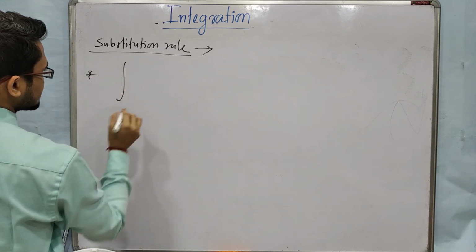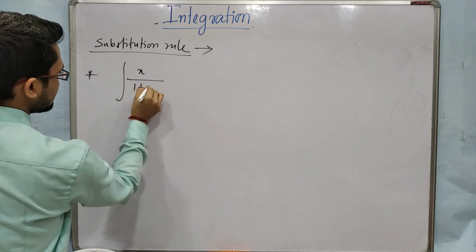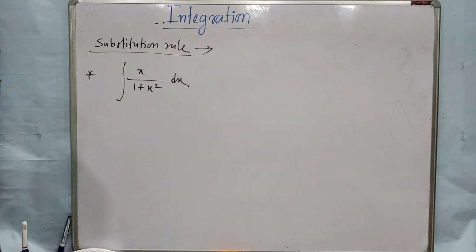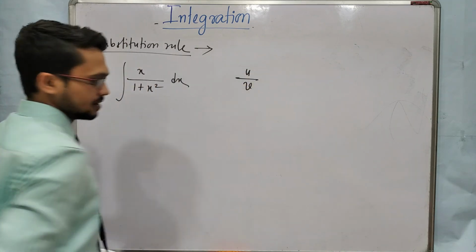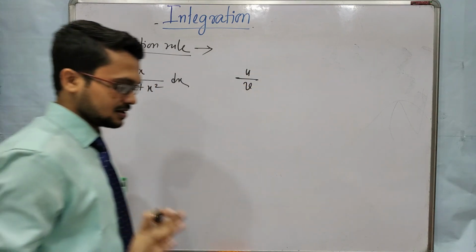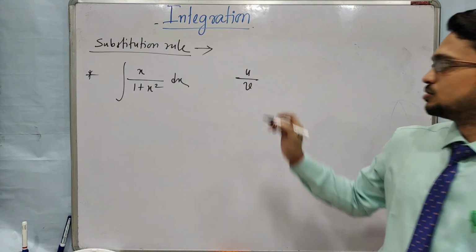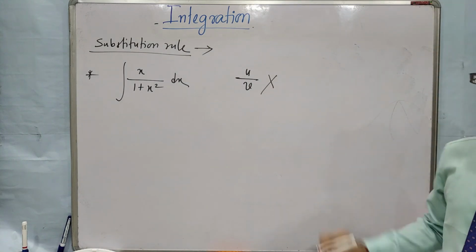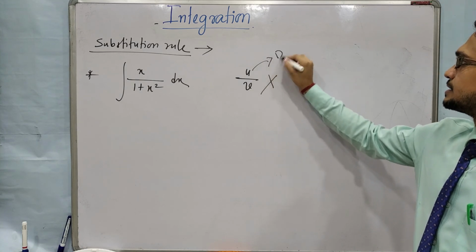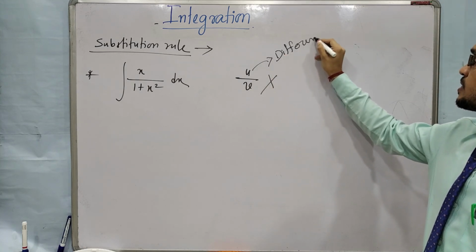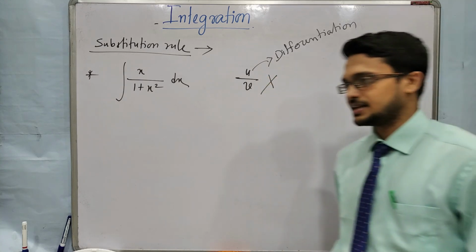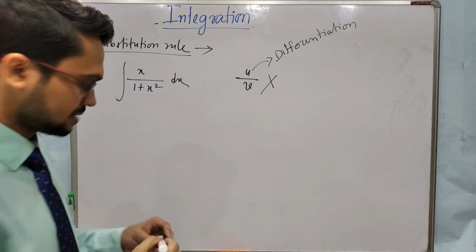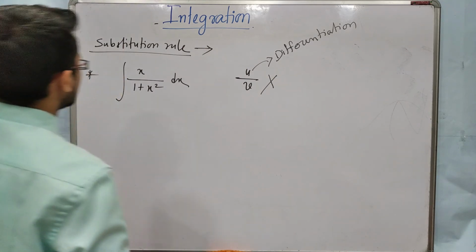Suppose integration of x by 1 plus x square dx. You are asked to integrate this kind of thing. So you are thinking that it is like the u by v method. But in integration there is no u by v method. It was in differentiation. In differentiation we had seen the u by v method, but in integration there is only the u v method, only the multiplication method. So here we have to use substitution.